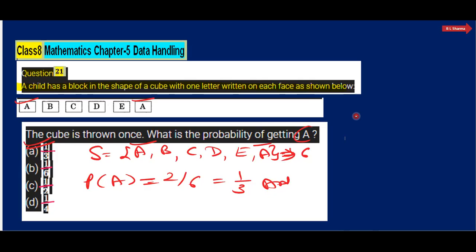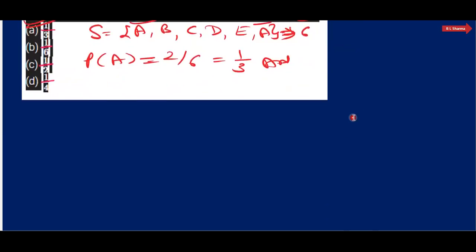So that's all for these MCQs. We have discussed question number 1 to question number 21. These are all MCQs, and these are very, very important MCQs. So thank you very much.